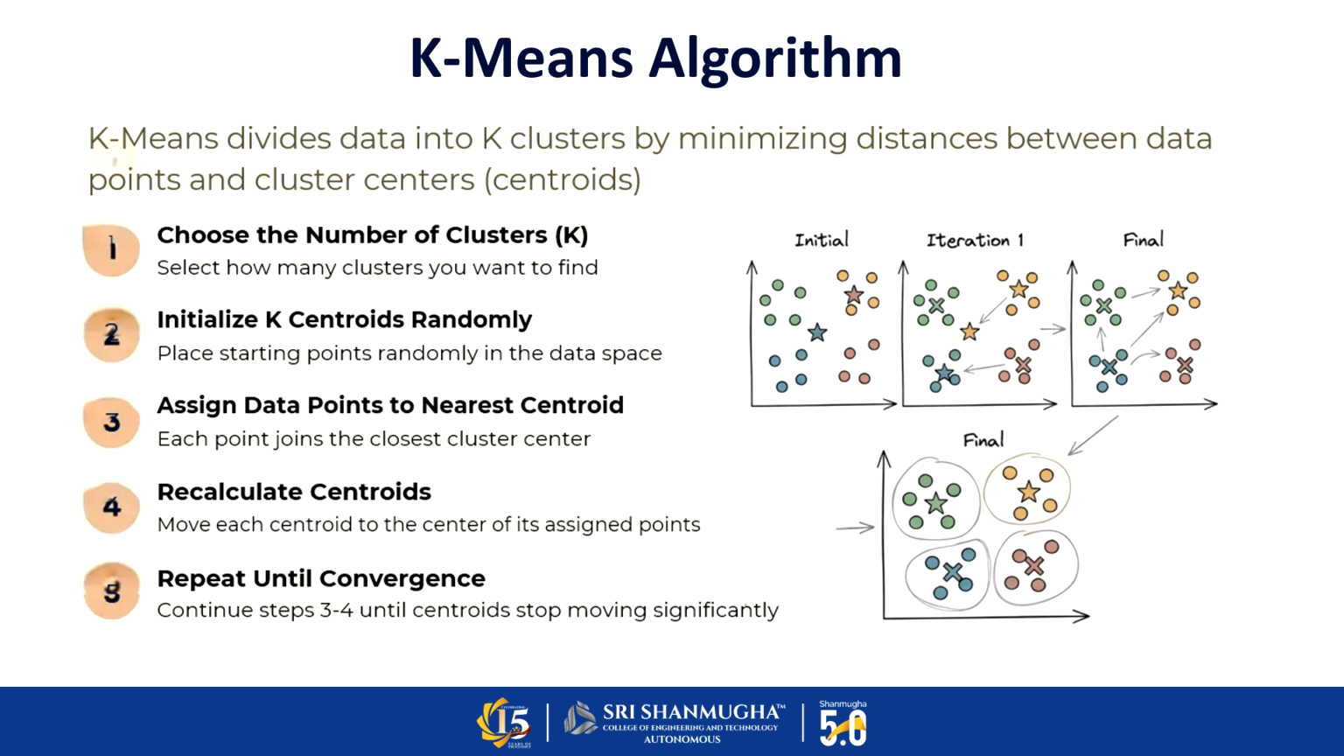Next, step 5. Repeat until convergence. That is, go back to step 3. Reassign the points based on the updated centroid. Keep repeating the above two steps, step 3 and step 4, until no data point changes its cluster. That means both the columns should be the same. This state is called convergence. So the centroids are stabilized.